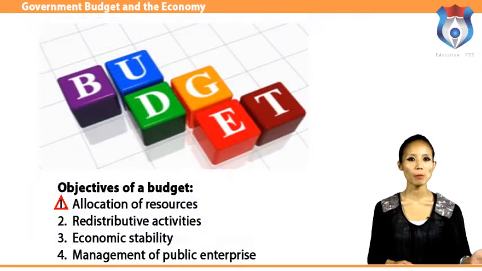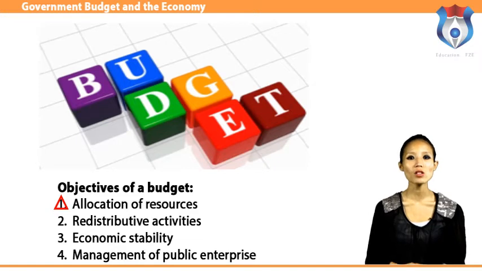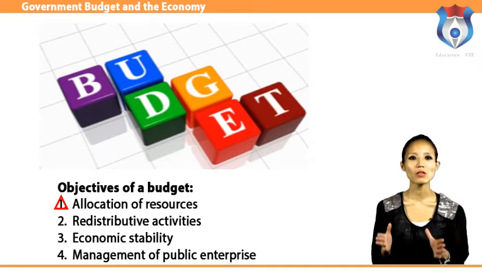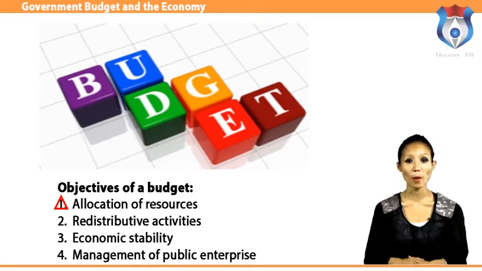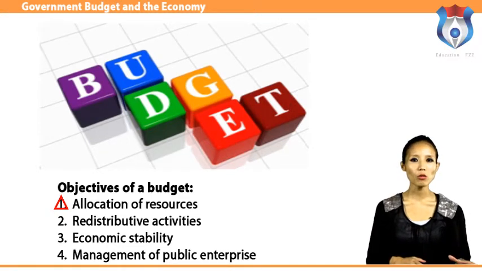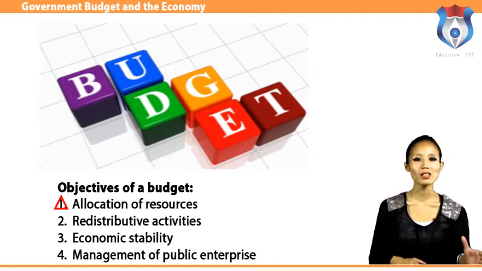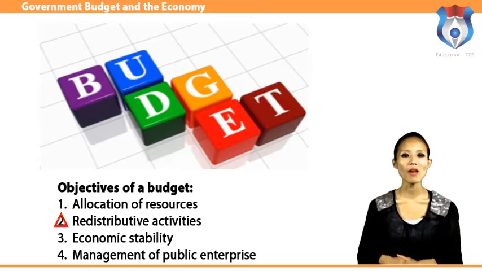Allocation of resources, keeping into view the socio-economic and other objectives which a government wants to achieve. Resources are allocated through budget. In India, the most important activity is to accelerate the rate of economic development, and for that resources are allocated on a large scale.